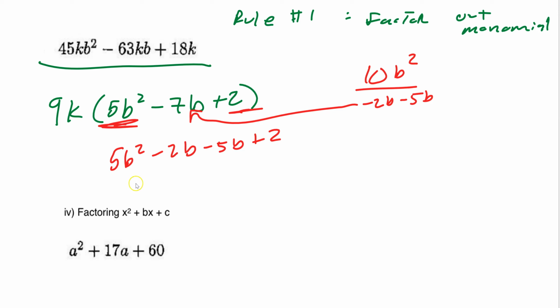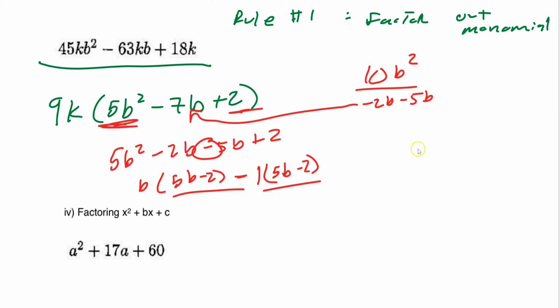Factor out what they have in common. These have a b in common. So I get 5b minus 2. Bring down the middle sign. They have nothing in common, so pull out a 1. Negative 5b minus the negative 1 is 5b, and then 2 divided by negative 1 is a negative 2. Hey, these match. And you get 5b minus 2, b minus 1. And don't forget about the 9k on the outside.